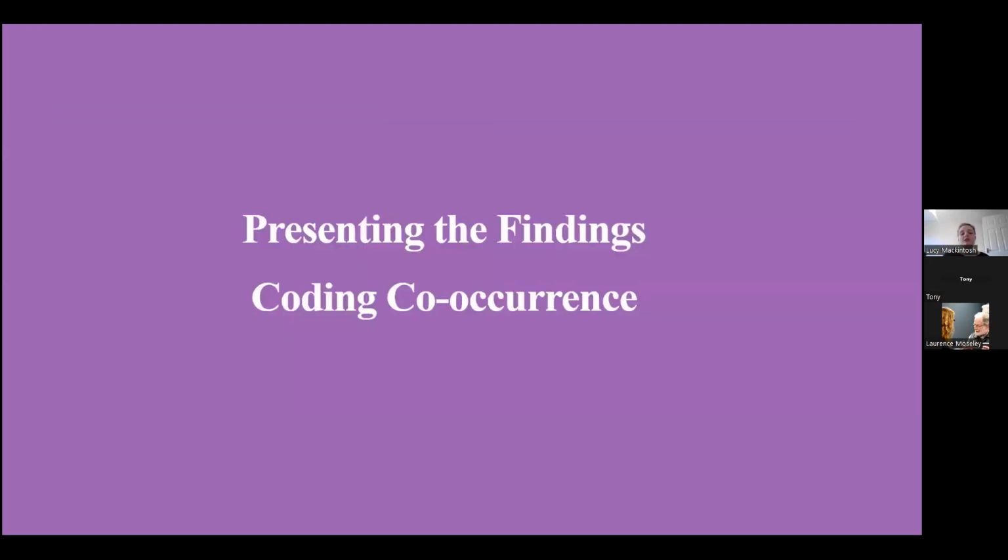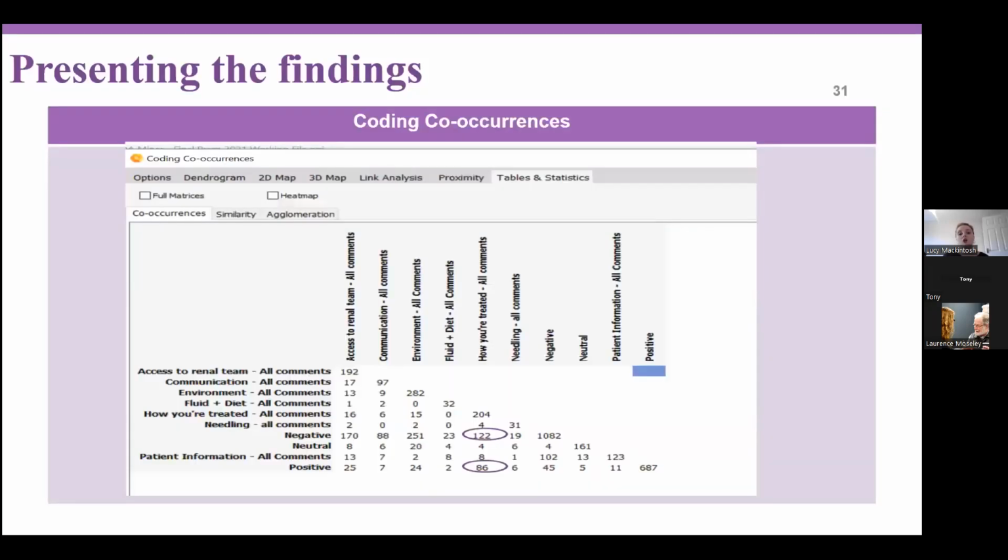So, coding co-occurrence. This is where our look at sentiment came in. Again, I've done it by theme level. Based on what we saw, environment, followed by how the renal team treated kidney patients, were the top or most common themes to emerge from the data. Then, using the coding co-occurrence, we can also see negative, neutral, and positive by each of the themes. And here we can see how the renal team treated you had 86 positive comments and 122 negative.